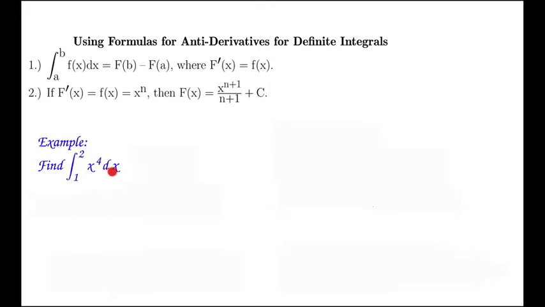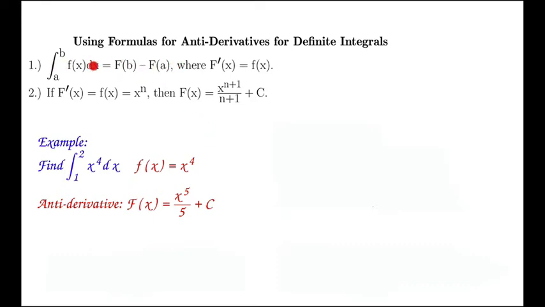Suppose we want to integrate from 1 to 2 of x to the 4th dx. Well, in this case, we can identify what f of x is. F of x is this integrand, x to the 4th. And now we can use this rule to figure out what an antiderivative is. What's the antiderivative of x to the 4th? Well, in this case, n equals 4. We add 1 to 4 to get 5, so it's x to the 5th over 5. And the most general antiderivative is going to be x to the 5th over 5 plus a constant.